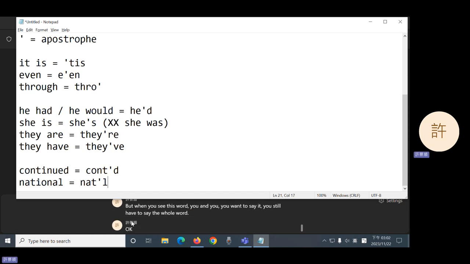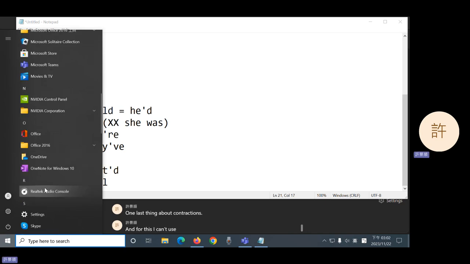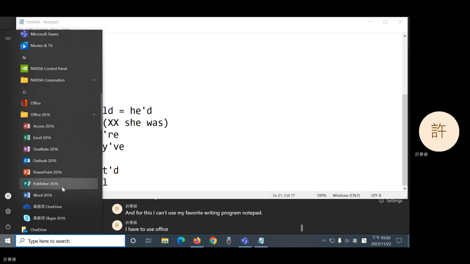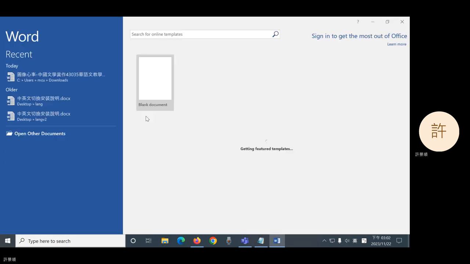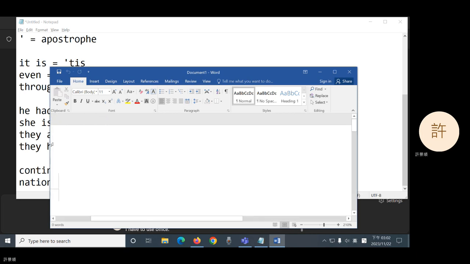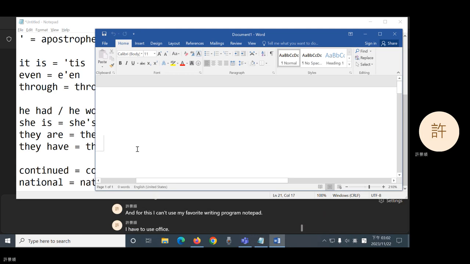Okay, one last thing about contractions. And for this, I can't use my favorite writing program, Notepad. I have to use Office. Okay.